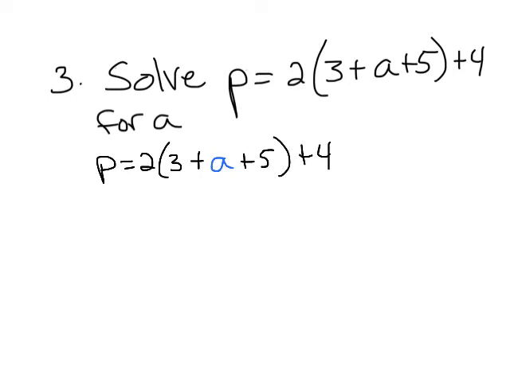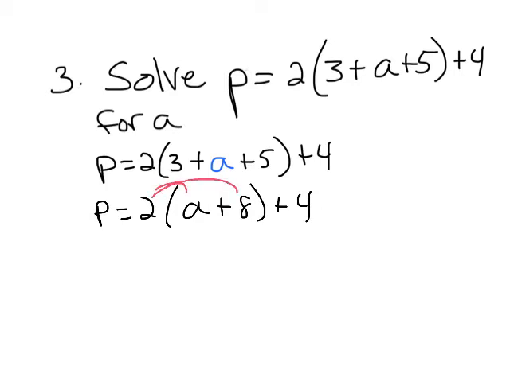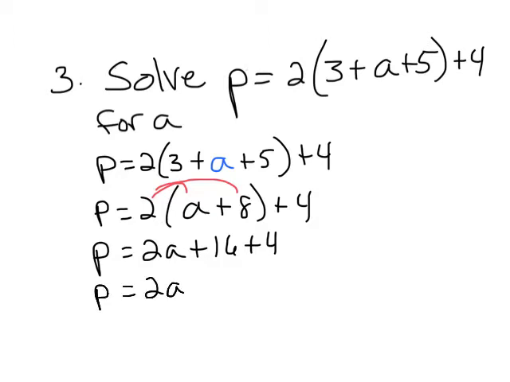To do this, I'm going to think of my order of operations. I'm going to combine the 3 and the 5, and then I'm going to distribute the 2 inside the parentheses. So the p is going to stay p, and there's my 2, and I have a plus 8 plus 4. When I distribute, I am only distributing into the parentheses. I am not multiplying the 2 by the 4. So p is 2a plus 16 plus 4. Now I'm going to combine these two. P is equal to 2a plus 20.